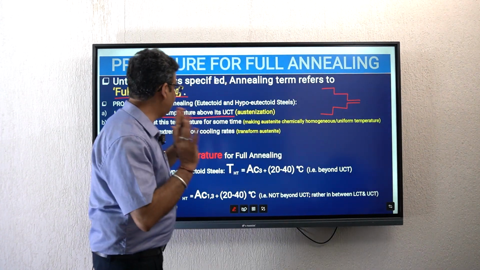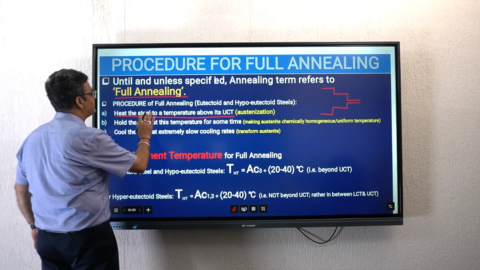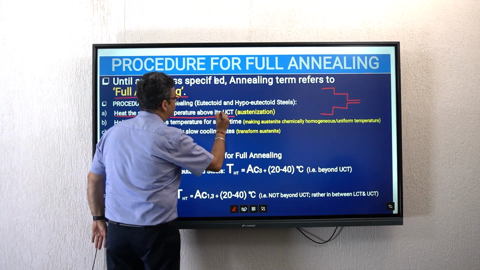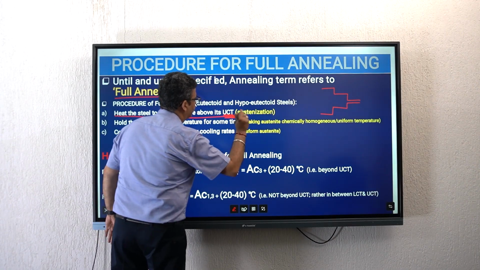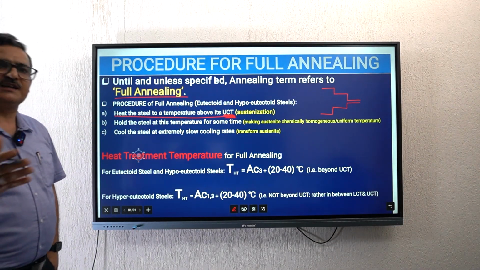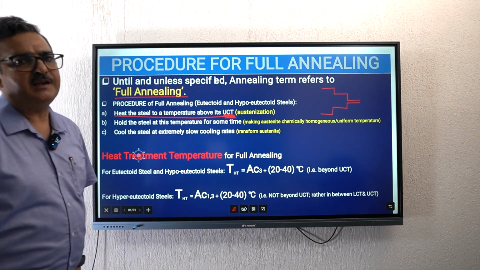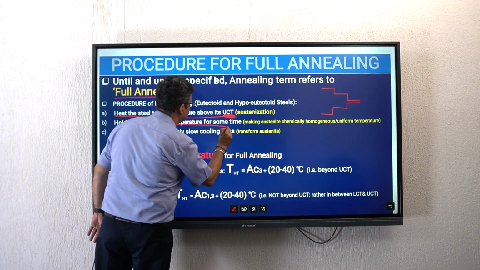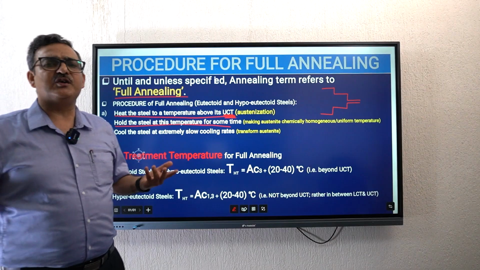So the first step is you heat the steel from room temperature to the heat treatment temperature, which generally would be more than the upper critical temperature of the steel that is receiving this full annealing heat treatment. Then you'll hold the steel at the heat treatment temperature for some time. Students, why do we hold?